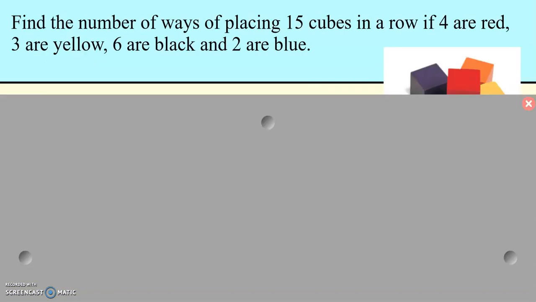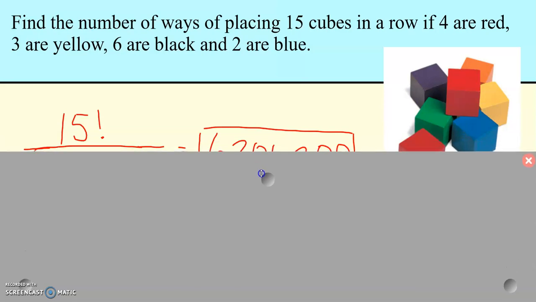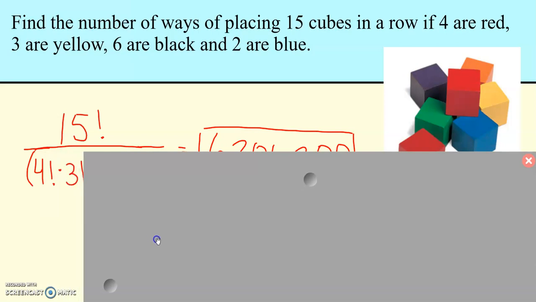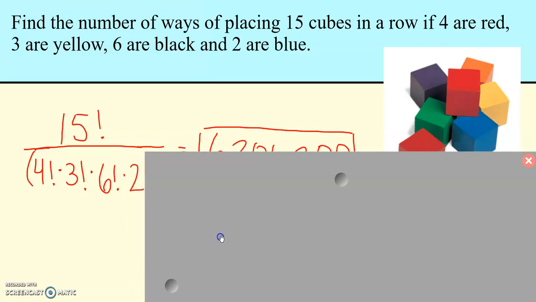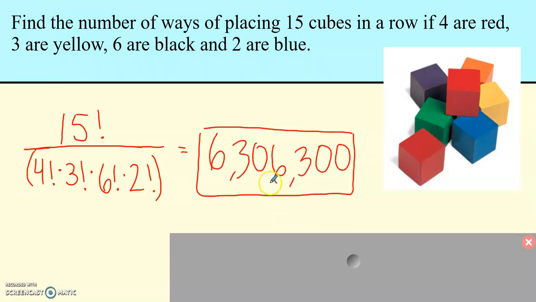Let's take a look at another one. Find the number of ways of placing 15 cubes in a row if 4 of the cubes are red, 3 are yellow, 6 are black, and 2 are blue. Hopefully you can kind of tell how simple this is once you know the formula. On the top is the total number of items, 15 factorial. Since there are 4 red, that's a 4 factorial. 3 yellow, that's a times 3 factorial. 6 black means we add a times 6 factorial. 2 blue means we add a times 2 factorial. And again, when you type it in, make sure you're typing in your denominator in parentheses. And you should get 6,306,300. All right. So that's distinguishable permutations.